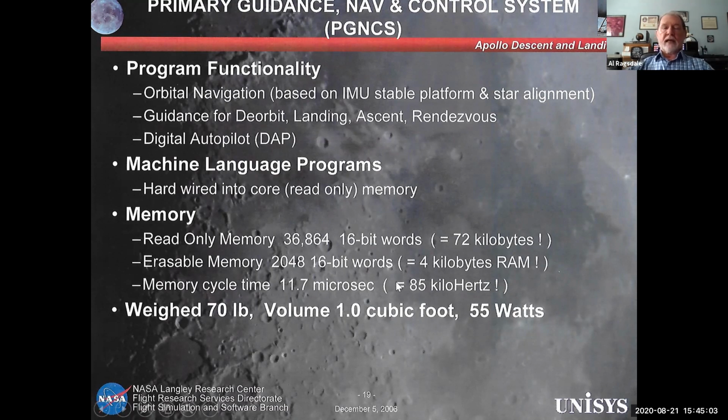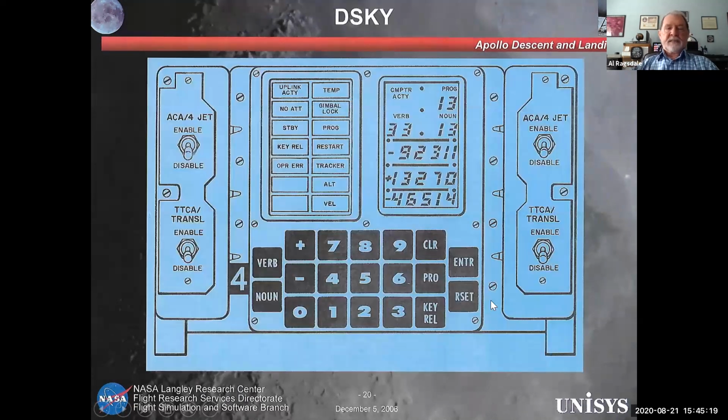It could do 85,000 operations per second, which is extremely slow by modern standards. It weighed about 70 pounds, was about the size of an average briefcase, and it used 55 watts of power. There's the DSKY. Yeah, this was where we spent most of our time learning how to use this thing.